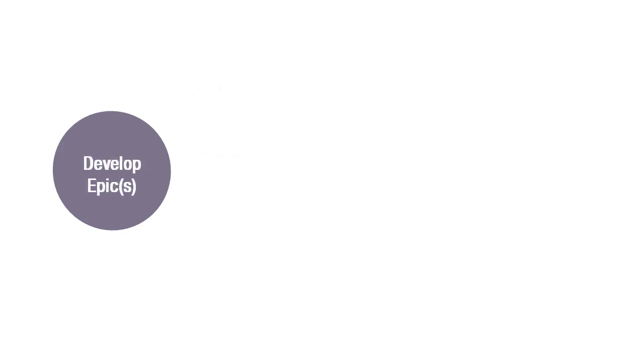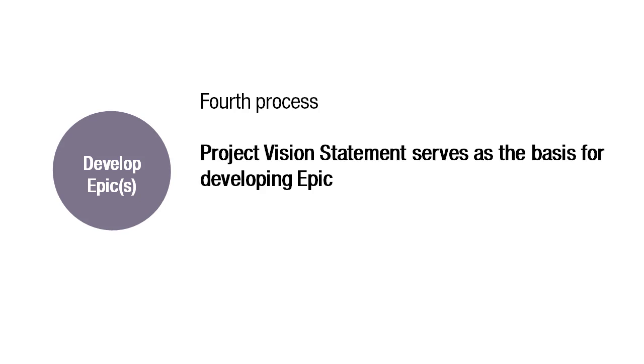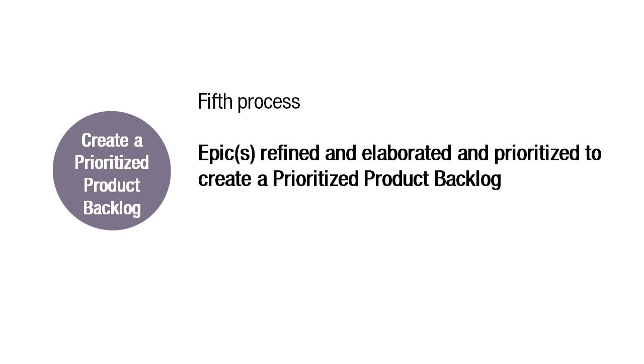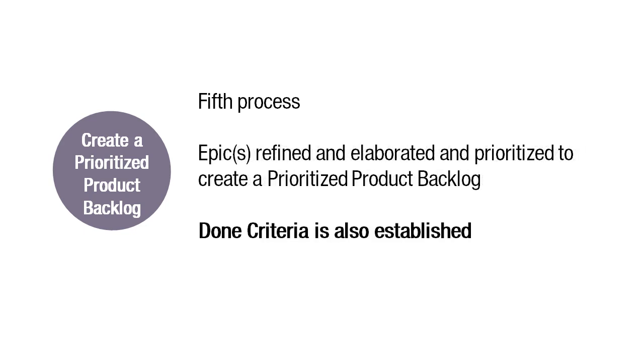The fourth process is Develop Epics. In this process, the project vision statement serves as the basis for developing epics, which are large, unrefined user stories. User group meetings may be held to develop epics. Create a prioritized product backlog is the next process. In this process, epics are refined and elaborated, then prioritized to create a prioritized product backlog for the project. The done criteria is also established at this point.